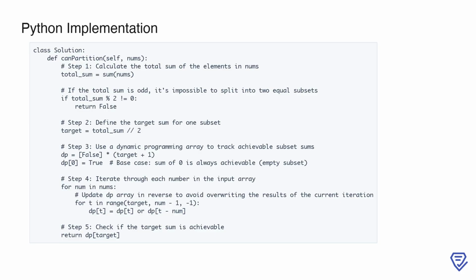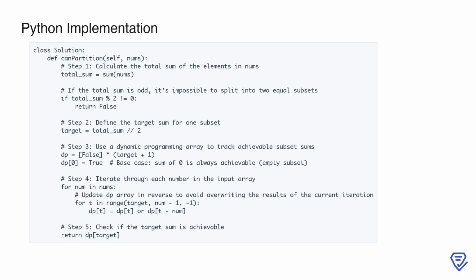Step-by-step explanation. Step 1 calculates the total sum of all elements in nums. If the total sum is odd, it is impossible to divide the array into two subsets with equal sums, so the function directly returns false. This is because a subset sum of total_sum/2 would not be an integer.